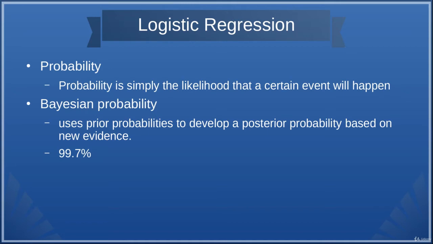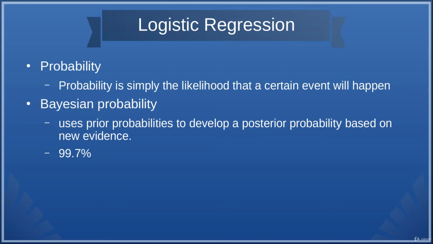So probability is simply the likelihood that a certain event will happen. So how likely it is someone will live or die, or be born a male or a female, or buy a Honda or a Toyota, whatever you want to pick. That's what probability deals with. And there's a unique type of probability, very strongly supported and used throughout machine learning and statistics, called Bayesian. This uses prior probabilities to develop posterior probabilities based on new evidence.